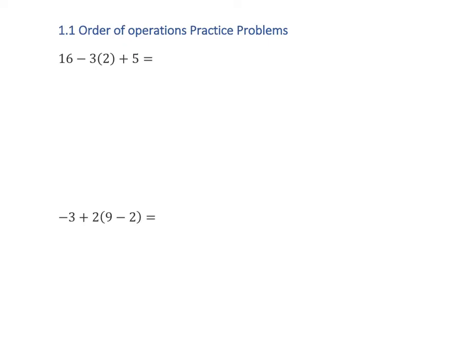Let's do some more practice problems with order of operations. Here we've got 16 minus 3 times 2 plus 5. So we're going to take care of the multiplication first. 16 minus 6 plus 5. And now we've got subtraction and addition, so we go left to right, starting from the left. 16 minus 6, we get 10, plus 5. So 10 plus 5 is 15.